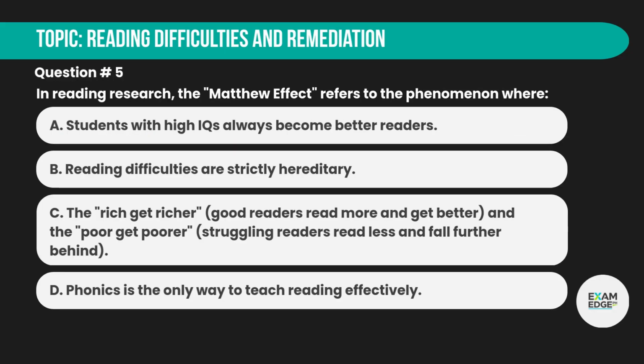Question number 5. In reading research, the Matthew effect refers to the phenomenon where A. Students with high IQs always become better readers. B. Reading difficulties are strictly hereditary. C. The rich get richer, good readers read more and get better, and the poor get poorer, struggling readers read less and fall further behind. D. Phonics is the only way to teach reading effectively.